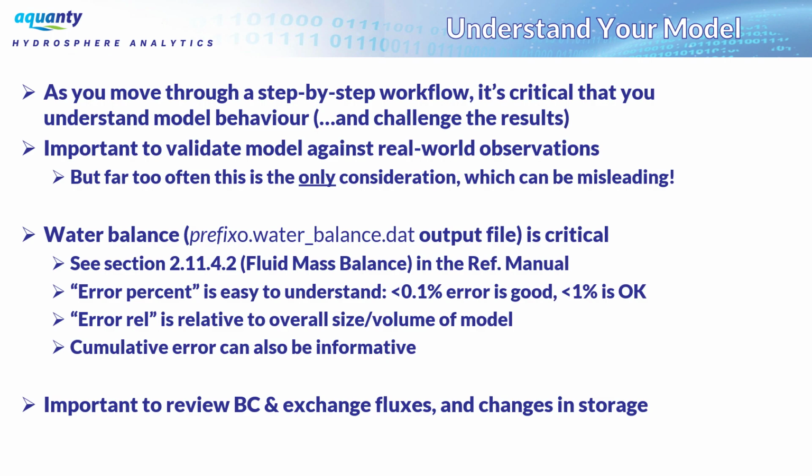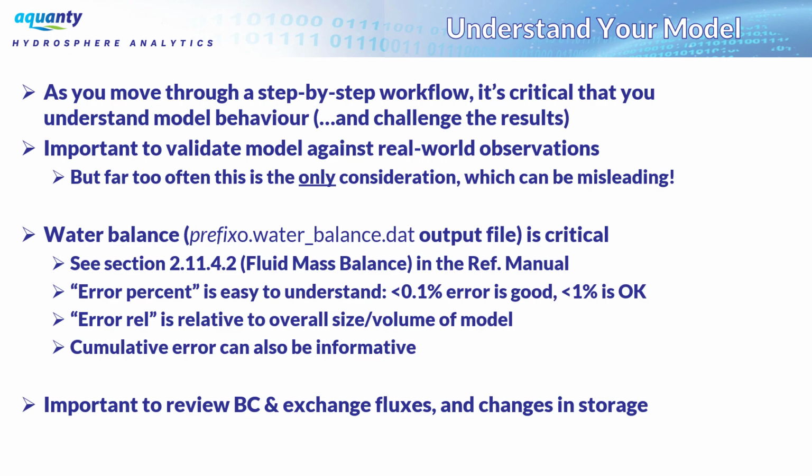So keep an eye on the water balance file. This is a very key file for understanding how water is flowing into and out of your model. The error percent is probably the easiest and most universally understood metric for the water balance. For error percent, we generally want to aim for less than 0.1%. Less than 1% might be okay for earlier stages in the model. But at every stage, don't just look at water table distribution, for example. We also want to look at boundary condition fluxes, exchange fluxes between different model domains, changes in storage in each model domain, et cetera, et cetera.